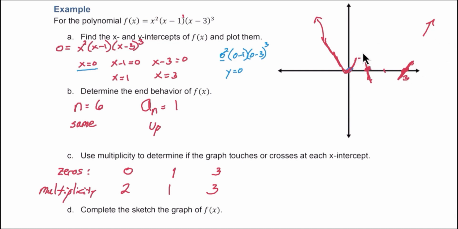There'll be a local max here. We're not quite sure how high it goes without extra work, but for now we'll just say that it turns around. And then down here we know that there's a local min. We're not really sure where without extra work, so we're just going to sketch that there's a min. Then on the far right, we connect the ends. And now we have our sketch.